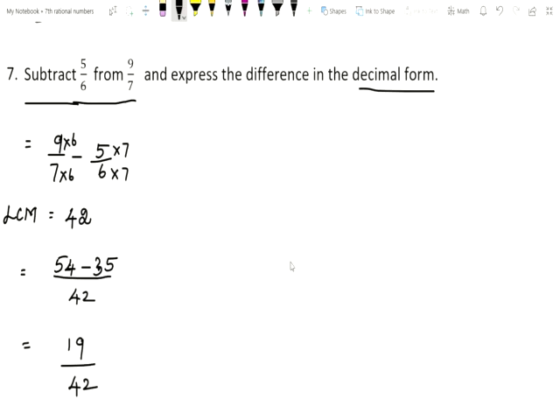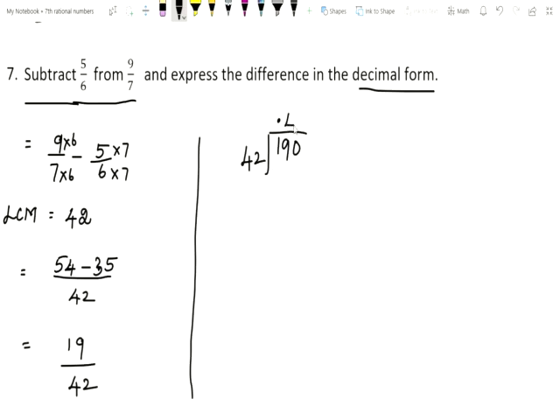Okay. So now we are going to divide this. 19 divided by 42. Here the divisor is greater, so we can't divide this. So what do we want to do? If you want to divide, just keep the decimal and add 1 0. Okay. So in 190, how many 42s are there?